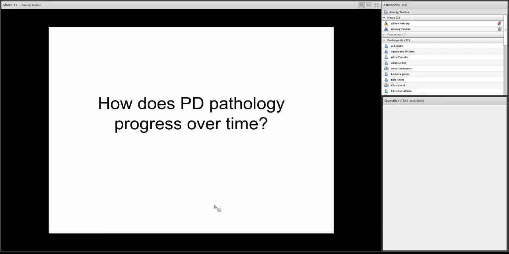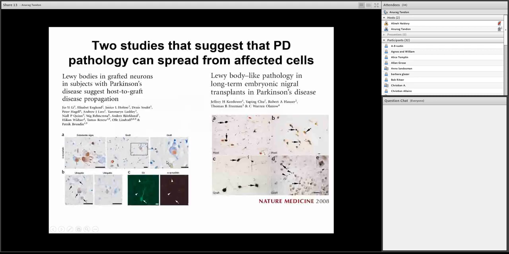And those diseases most likely have a very similar etiology. In other words, how they develop may be very similar to Parkinson's disease, but the areas that are affected are quite different. So I'm going to focus primarily on PD today, and the next section I'm going to talk about is trying to understand how this Parkinson pathology develops over time.